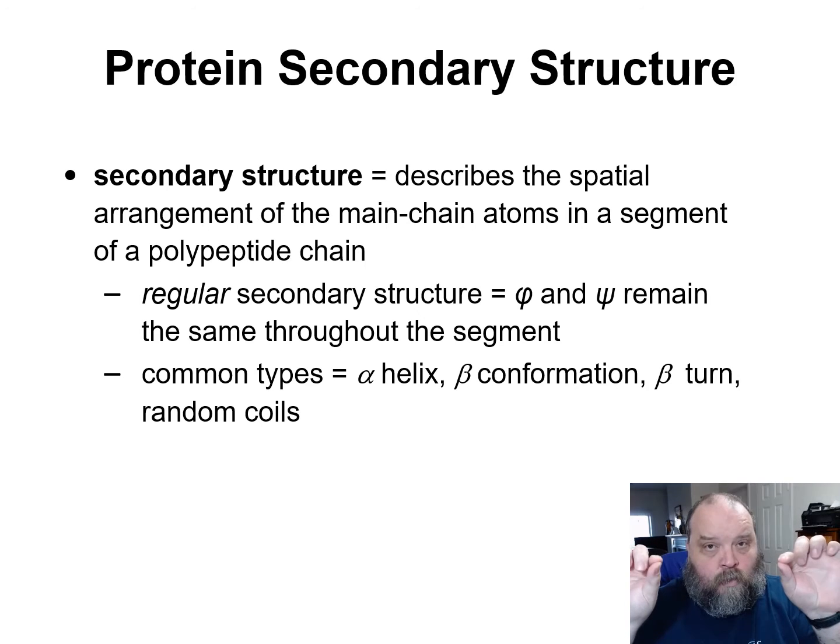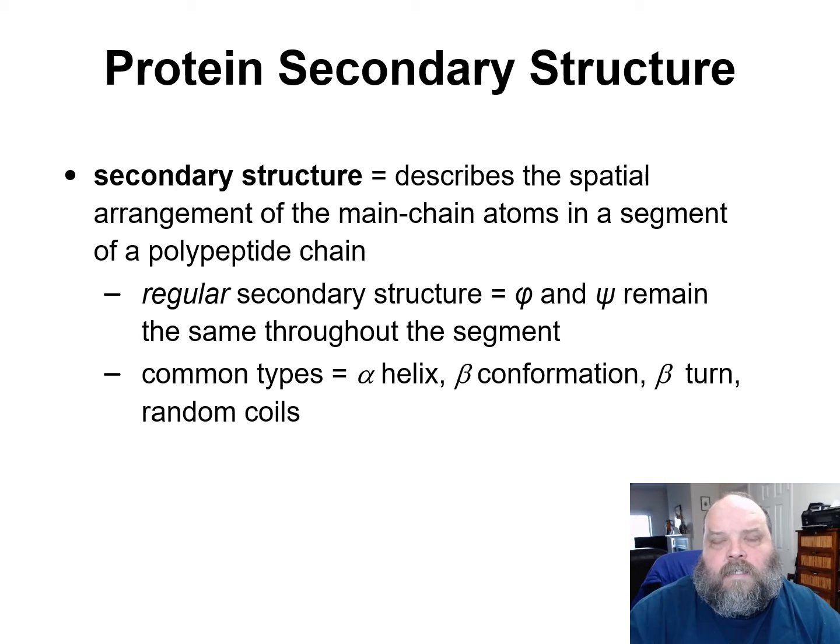Primary, remember, is two-dimensional structure, just a string of amino acids. Secondary here, we're going to see that 2D structure becomes three-dimensional shapes. These three-dimensional shapes are going to be determined by the individual phi-psi angles for each amino acid.